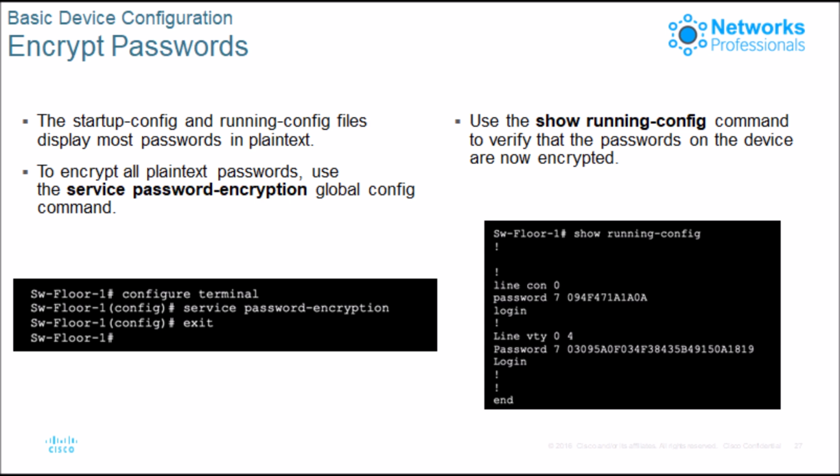This command applies weak encryption to all unencrypted passwords. The level of encryption is type 7. This encryption applies only to passwords in the configuration file, not to passwords as they are sent over the network. The purpose of this command is to keep unauthorized individuals from viewing passwords in the configuration file. Use the show running-config command to verify whether passwords are encrypted or not, as shown in the example.